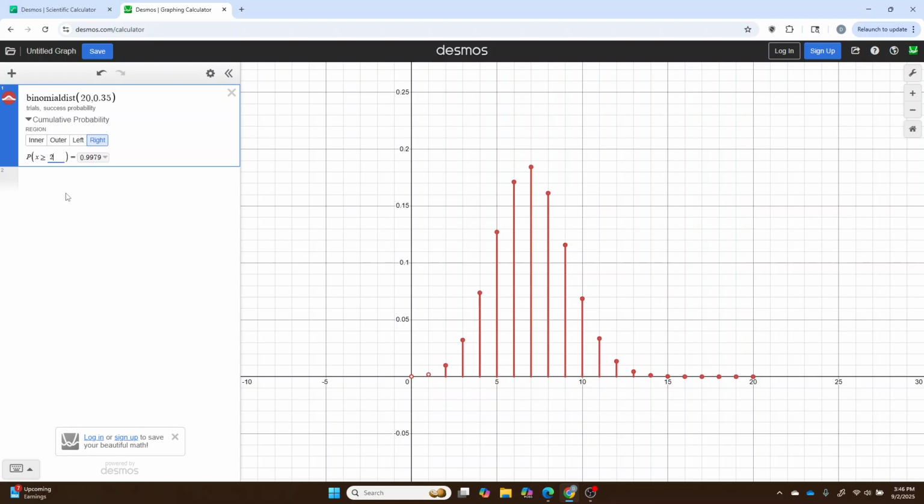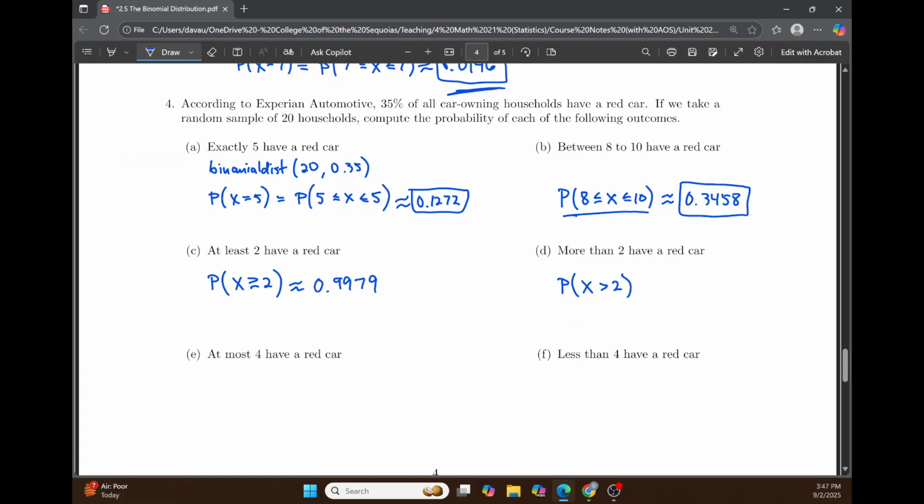Okay. Part D asks for the probability that more than 2 households have a red car. So this time we're not looking for the probability that at least 2 of them have a red car. We want the probability that more than 2 of them have a red car. In other words, we need x to be strictly greater than 2, right? Not greater than or equal to 2, but just strictly more than 2. Now, as we were just looking through the options that we have in the binomial distribution over here, you may have noticed that we don't have any strictly greater than options available to us.